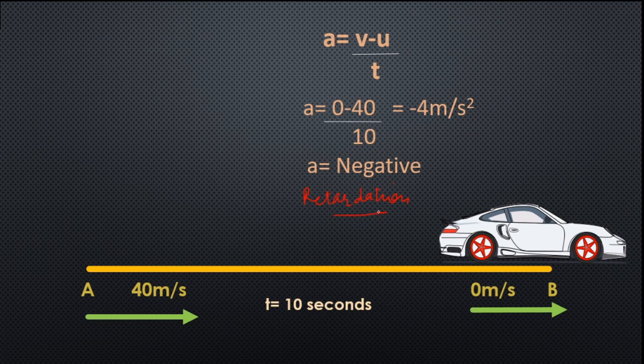So, when the velocity of an object is increasing, the acceleration would be positive, and when the velocity of an object is decreasing, the acceleration would be negative.